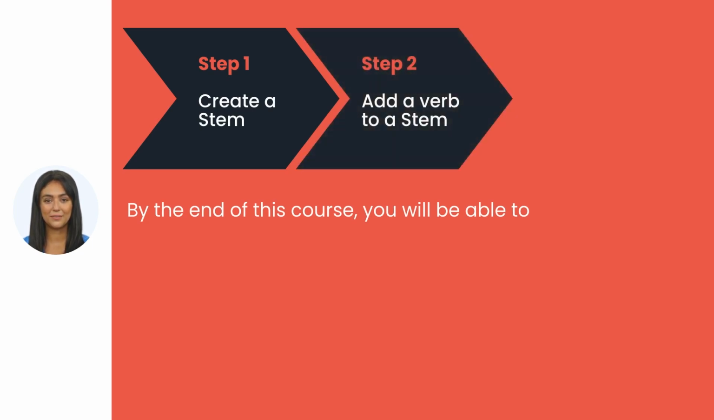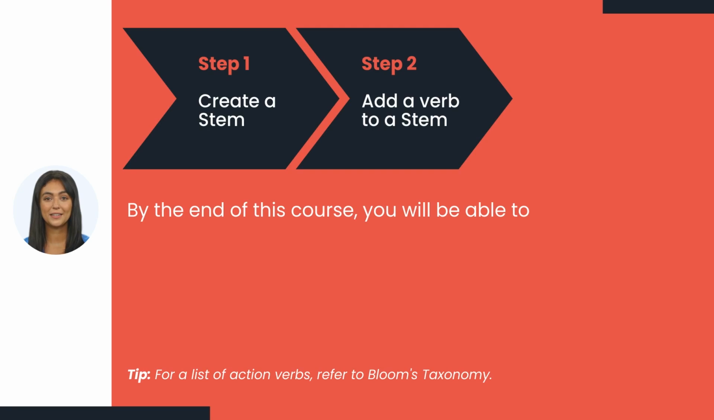Step 2. Add a verb. This specifies a clearly observable and measurable action. For a list of action verbs, refer to Bloom's taxonomy. In our example, we'll use identify.